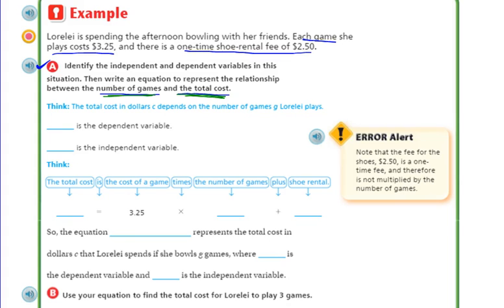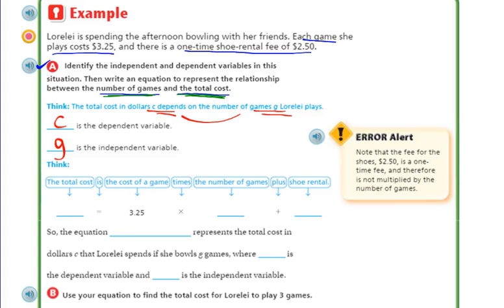So in this situation, the total cost in dollars, C, depends on the number of games she decides to play. So we would say that C would represent the cost, and the games, we could use a G to represent the games. All right, so the amount of games changes the cost of the bowling experience.